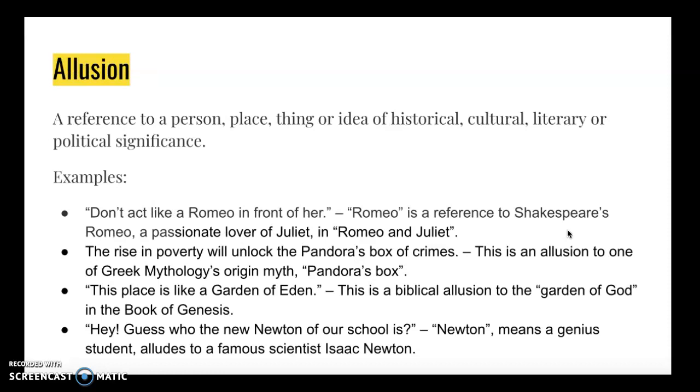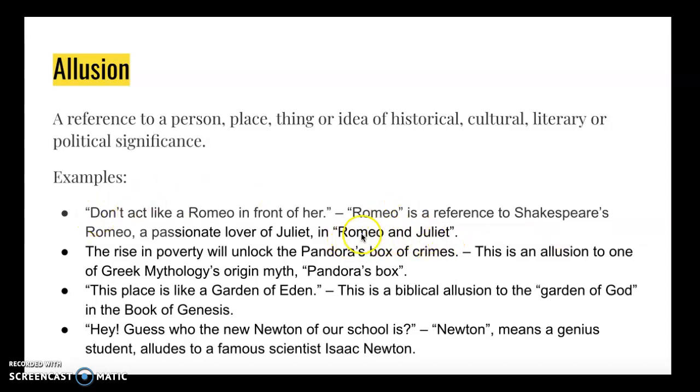Allusions. So an allusion is a reference to a person, place, thing, or idea of historical, cultural, literary, or political significance. Okay, so this one's a little more dense to understand, but hopefully as the semester goes on, we can practice these together and we can pinpoint them so you all get really good at figuring them out. Okay, so let's go to the first one.